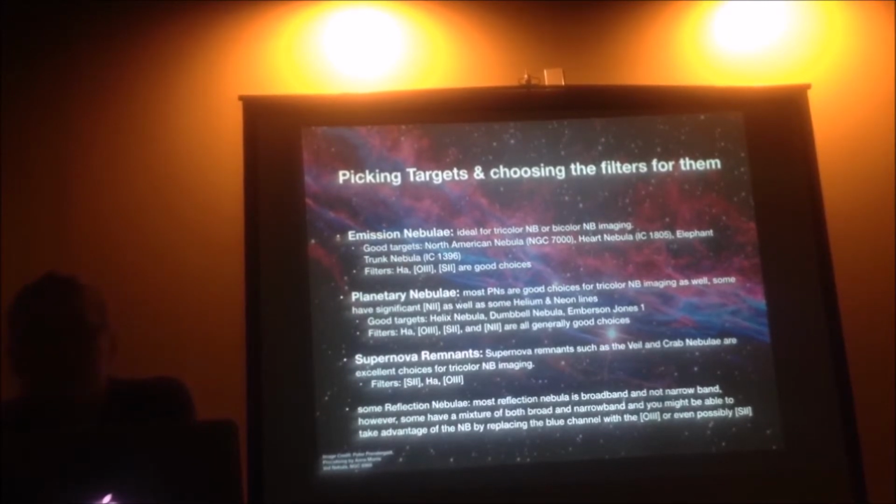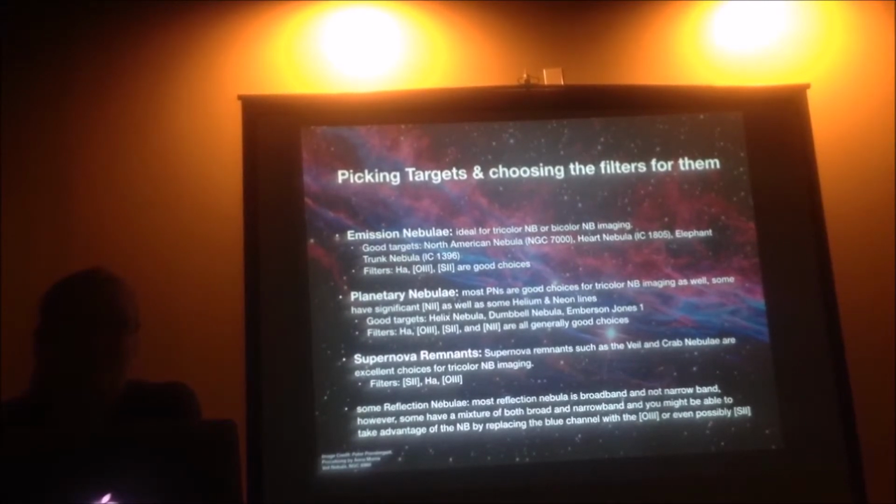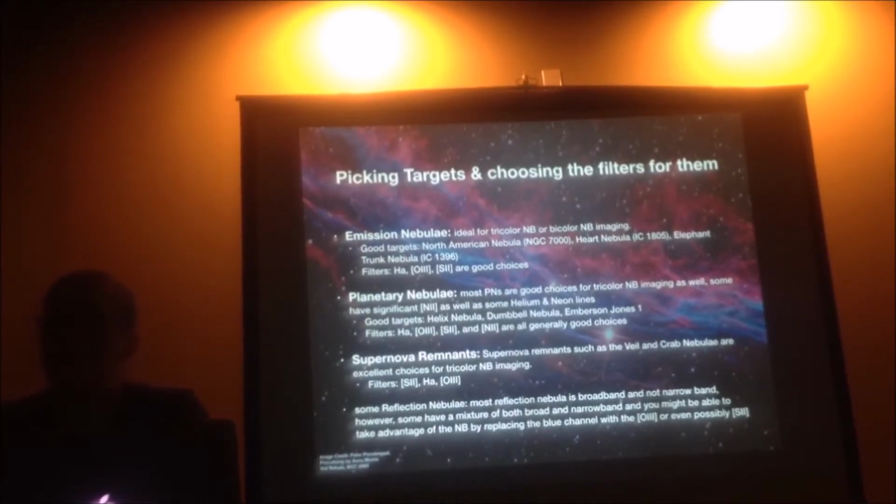Some reflection nebulas, you can get some advantages with using narrowband. You have to look at the object and see whether it has good bits of hydrogen alpha or oxygen in it. You can roll the hydrogen alpha into the red and the oxygen into the blue, and pull out a little more detail than you normally would. Though some of them you're not going to see much advantage adding it. You kind of just need to research the object a little bit if you're going to look at a reflection nebula.